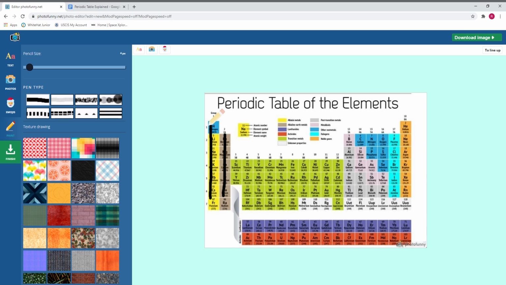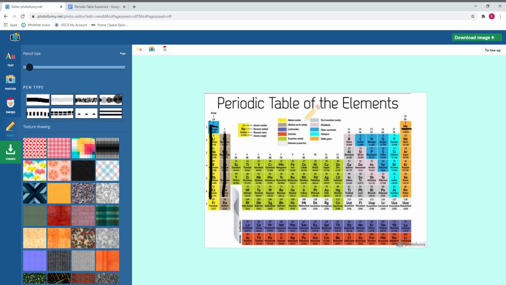For example, this would be period 1, hydrogen and helium would be in one period. The next one would be lithium, beryllium, boron, carbon, nitrogen, oxygen, fluorine, and neon. Now I will tell you about each category.